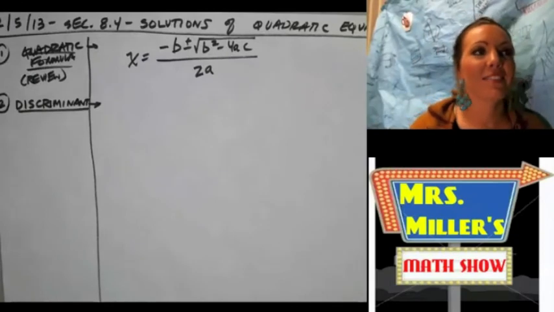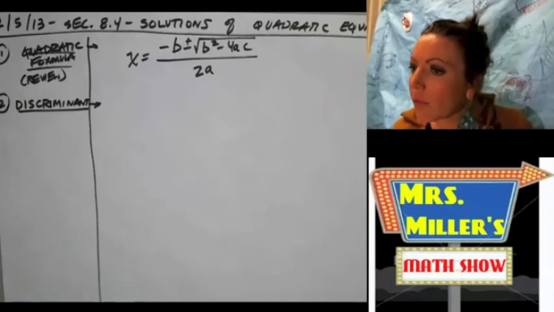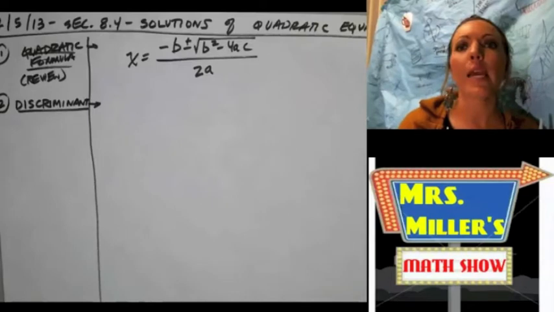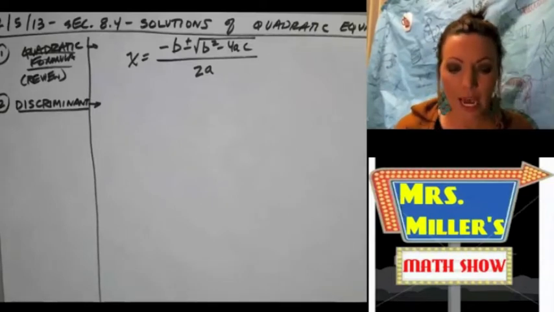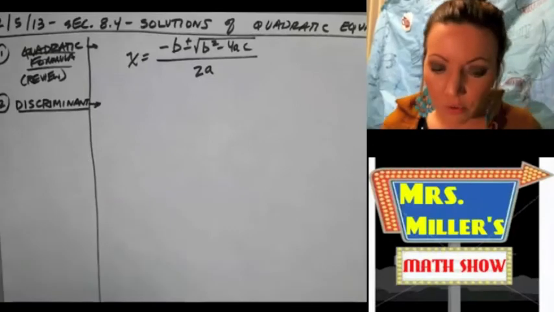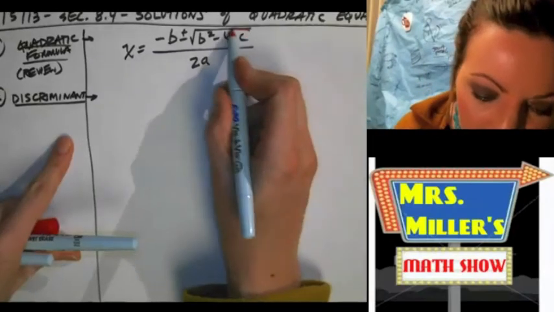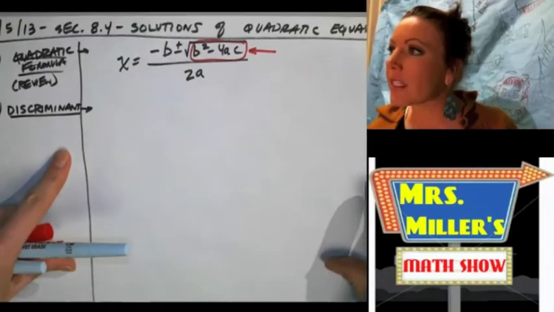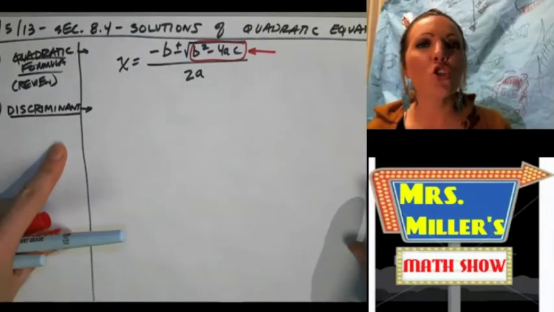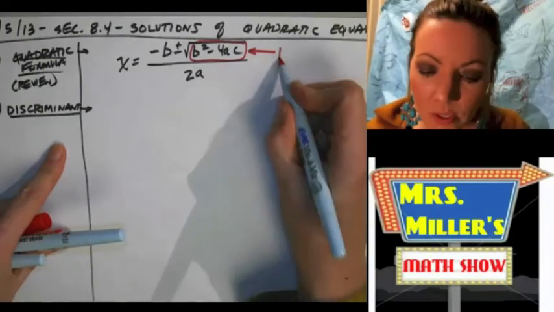Okay, so yesterday we learned the quadratic formula. Today we're going to be looking at a piece of the quadratic formula in a little bit more depth. So you can see the quadratic formula up here. We're actually going to be looking at this piece of it today heavily. So that's the part that's underneath the radical. And it actually has a name. It's called the discriminant.